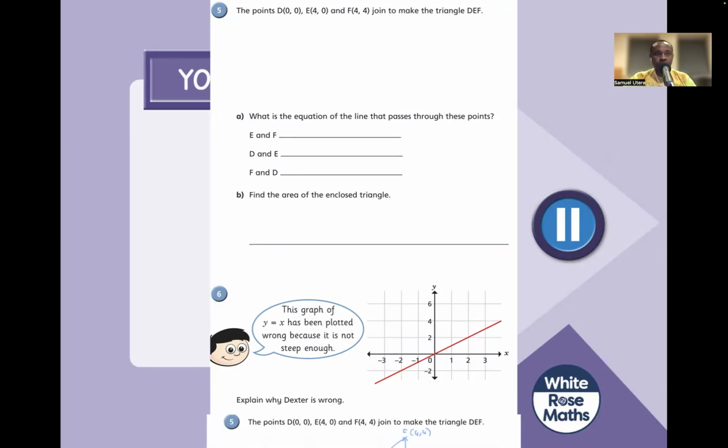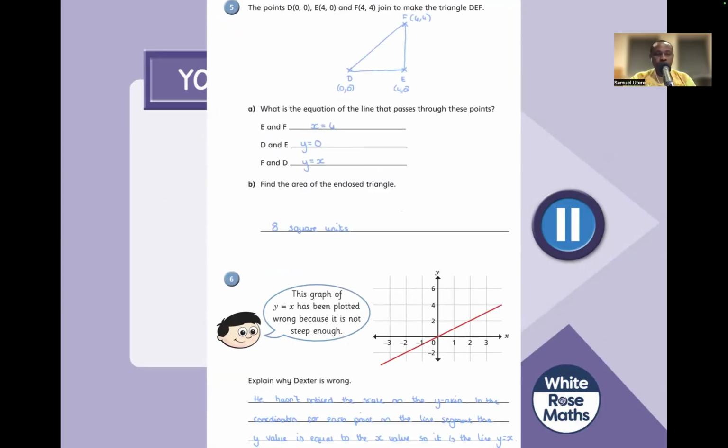Let's discuss them. So for question 5, you are told the points D (0, 0), E (4, 0), and F (4, 4) join to make the triangle DEF. And here it is. So whenever you get questions, it's good to sketch it out. You're being asked, what is the equation of the line that passes through these points?